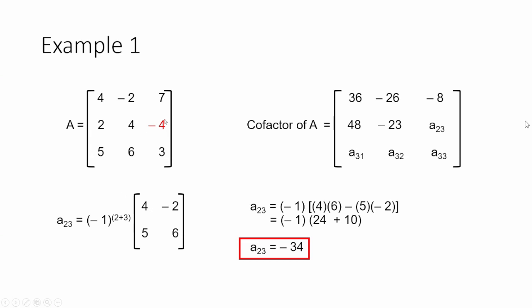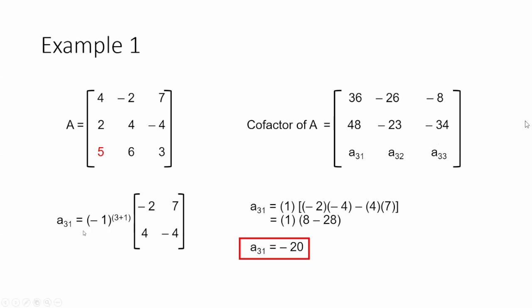So ito yung concern ko, mawala ito, tsaka itong second row ko. Therefore, matitira sa akin is 4 tsaka 5, negative 2 tsaka 6. So that's 4 times 6 minus 5 times negative 2. That's 24 plus 10 times negative 1 kasi odd number na naman to. 2 plus 3 is 5. That's an odd number. Therefore, this is equal to negative 34. That's your second row, third column.